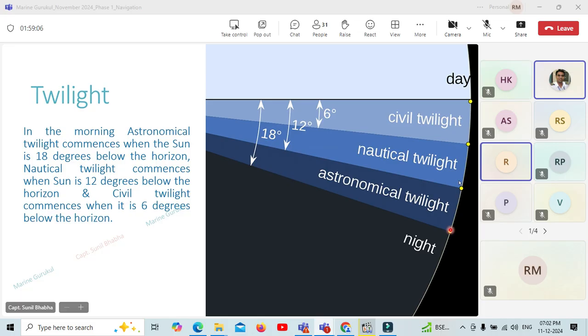Sir, at this point, are we estimating the sun's upper limb or lower limb? Beta, speaking theoretically, the center. Okay, sir. These are the center's altitudes below the horizon. So that means the twilight stops when the center comes at civil twilight, right? No. The stopping period is when the upper limb of the sun comes above the horizon. Okay, sir. Okay, so there's a difference.